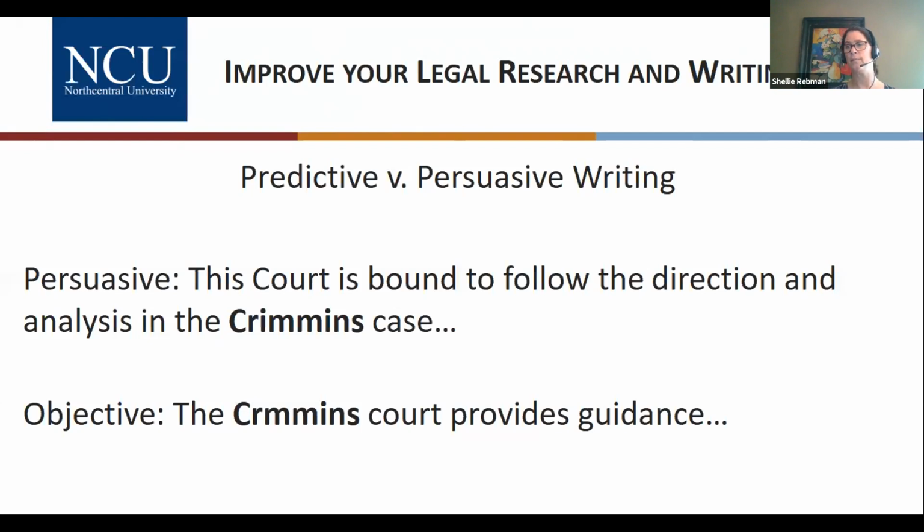Some examples are, if you're writing a persuasive document, you might state, the court must rely upon the direction and decisions in Crimmins. Where if you're writing an objective document, you might state it as the Crimmins court provides guidance on how this court should proceed. It's just a slight difference.